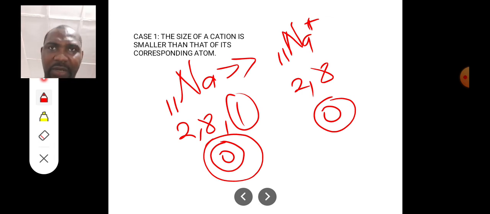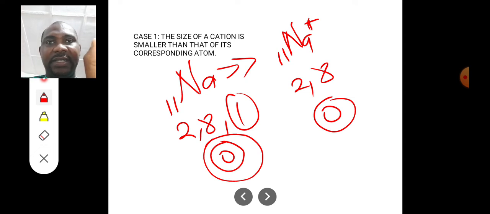Now, another way you can use to explain this phenomenon is that whenever an atom loses an electron, the nuclear charge increases. And anytime nuclear charge increases, what happens to the size? The size reduces. The size gets smaller. Okay? So that is another way we can describe that.